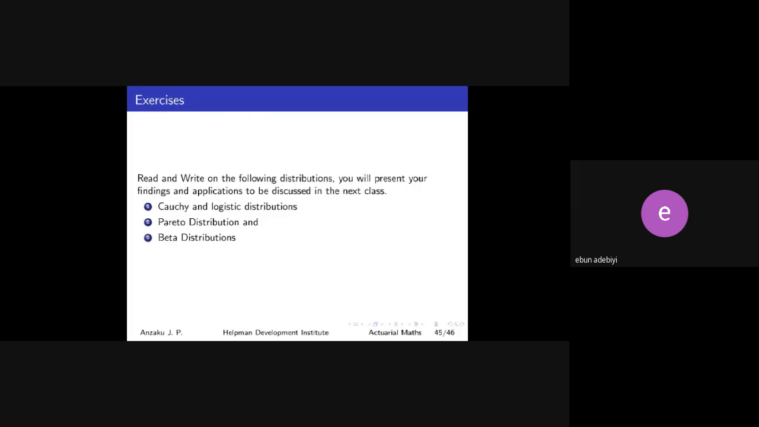Then exercises. These are exercises for the next class. Are we all there? Yes, we are here. All right. So for our next class, our exercise will be that we are going to read and write on the following distributions. So you will present your findings and the applications, and it will be discussed in the next class.